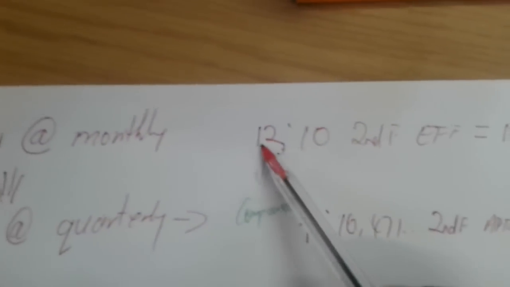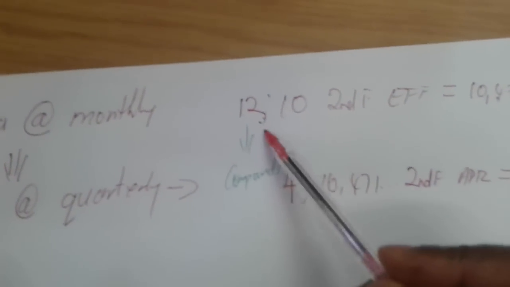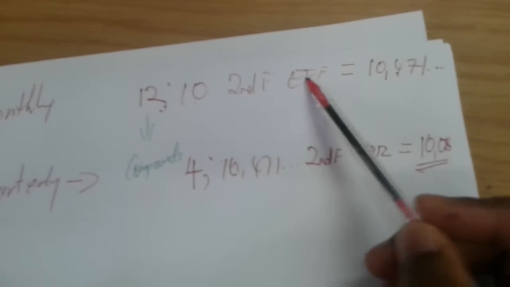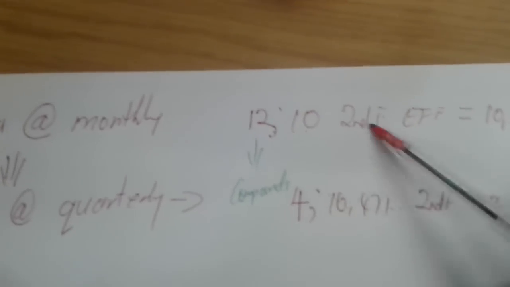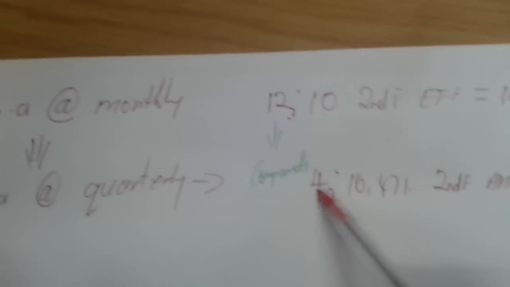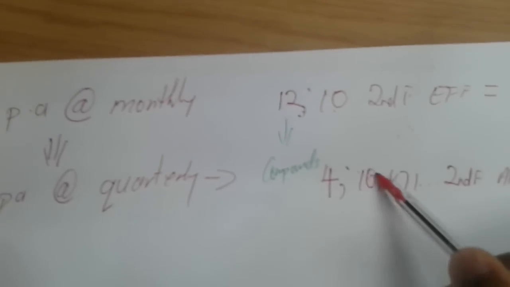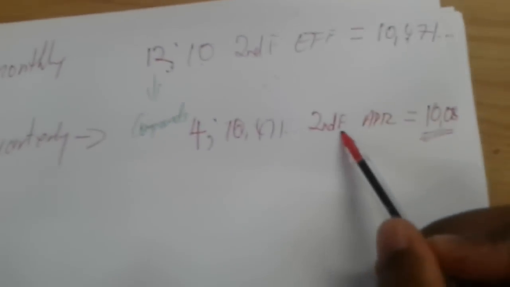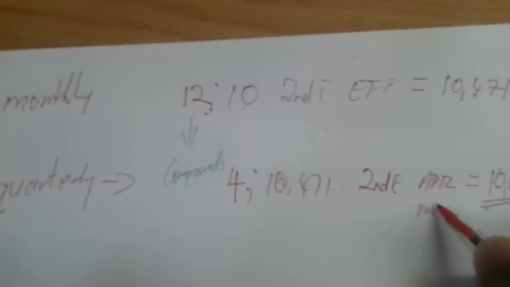So again, for the last time, let's go through the steps. First of all, you say 12 because you are given a monthly rate. 12 XY, 10, second function EFF, you get your answer. Then you say 4. Don't clear the memory between these two steps, please. Then you say 4 XY, then 10 point, then second function APR or second function PMT. All right, and then you get your answer.